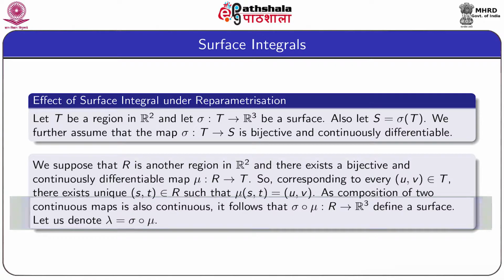As composition of two continuous maps is also continuous, it follows that sigma compose mu from R to R3 defines a surface. Let us denote lambda equal to sigma compose mu.